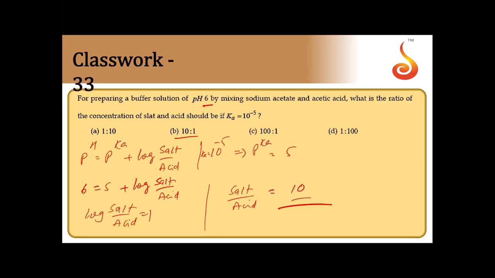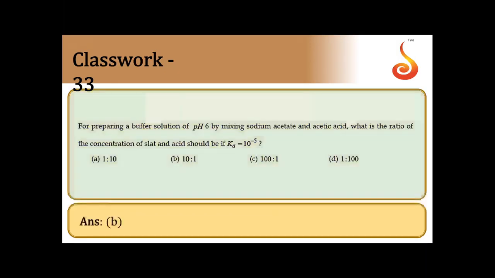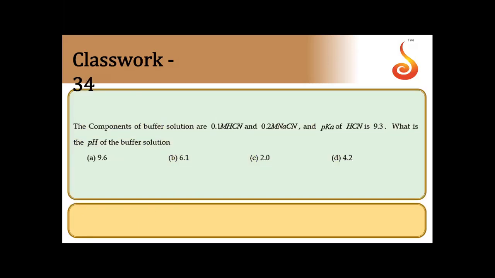So we found pKa from the Ka value, pKa is 5, and pH is given to us. So pH is equal to pKa plus log of salt by acid, and then we got log of salt by acid as 1. So antilog of 1 will be equal to 10. Answer is 10:1. Answer is option B.